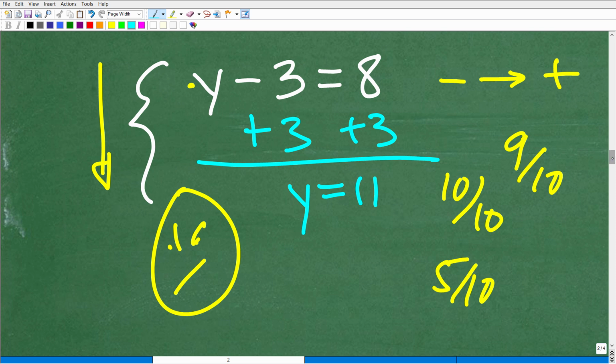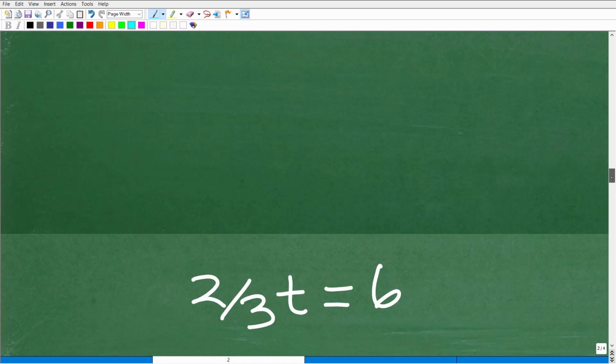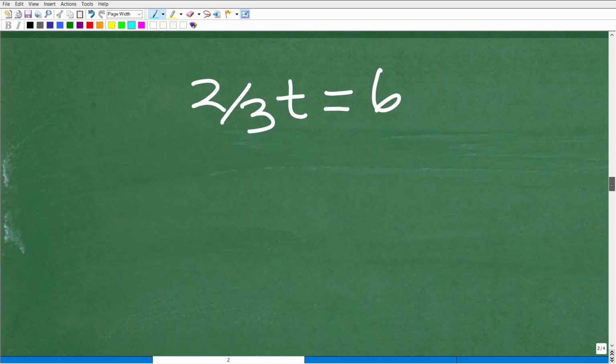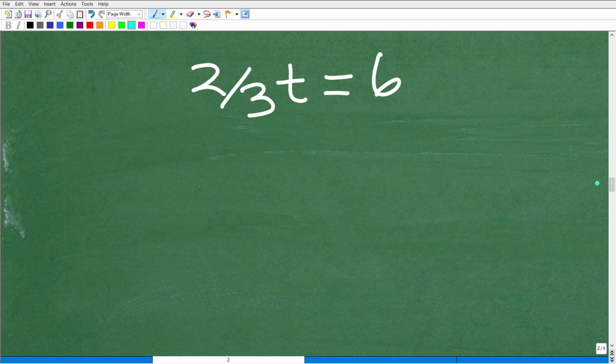All right, so I left the most interesting equation for last because this one is kind of a special case. Here we want to first discuss what is the operation that's going on. We have 2/3 t is equal to 6. So what is this operation? Some of you might be saying, well, this is multiplication, and that is correct. So therefore we should use division. Well, let's go ahead and do that.